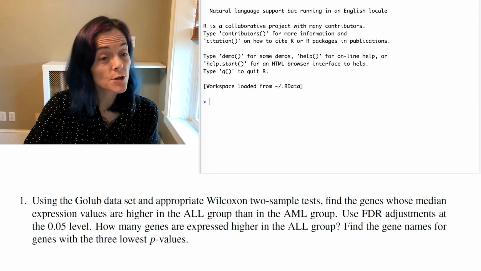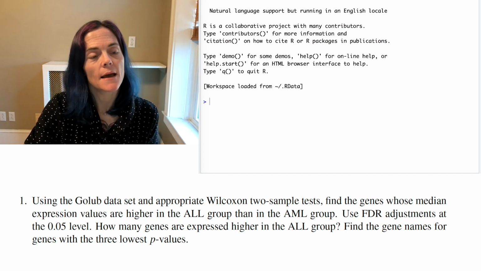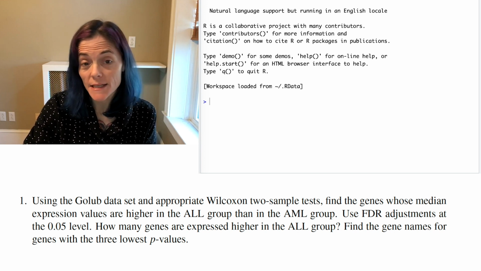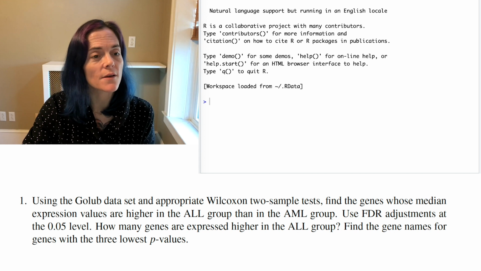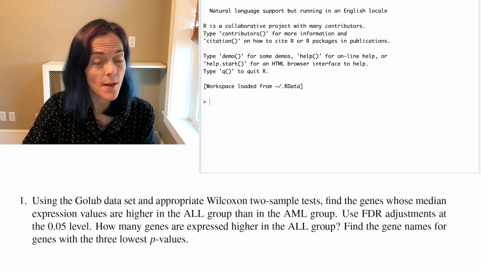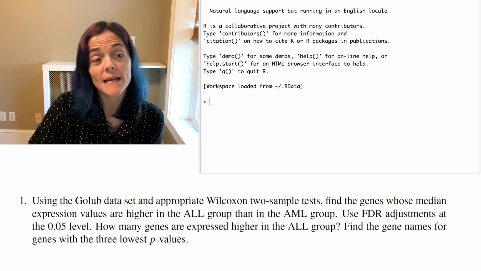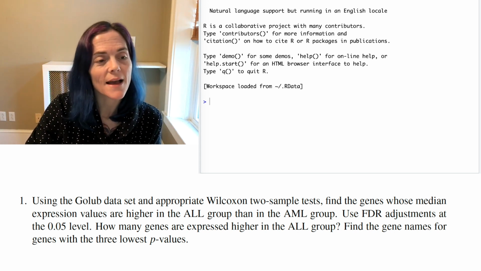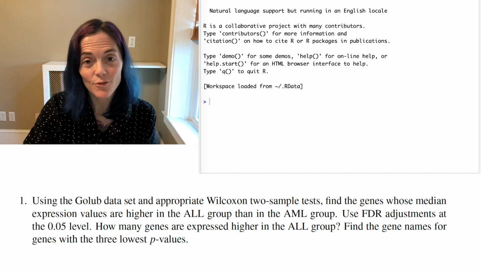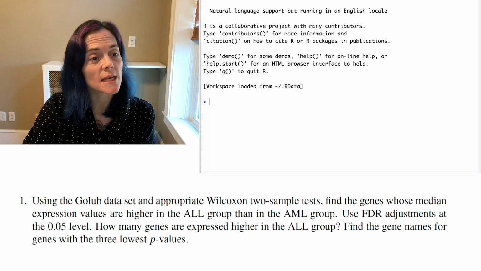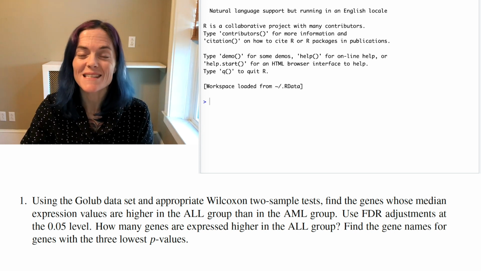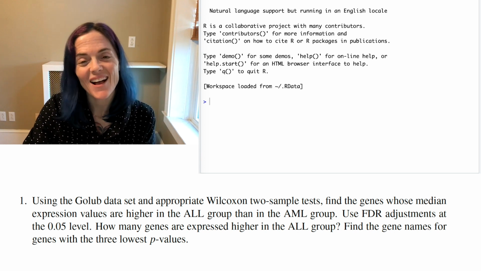Well, the first question: using the Golub data and an appropriate Wilcoxon 2-sample test, find the genes whose median expression values are higher in the ALL group than in the AML group. Use FDR adjustments at the 0.05 level. How many genes are expressed higher in the ALL group? And then we want to find the gene names for the genes with the 3 lowest p-values. All right.